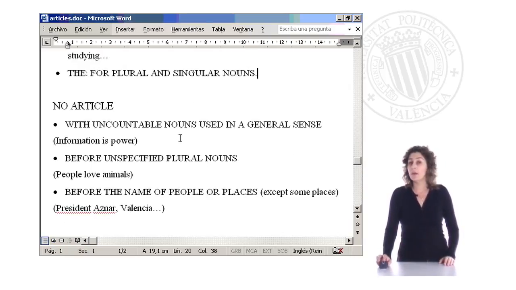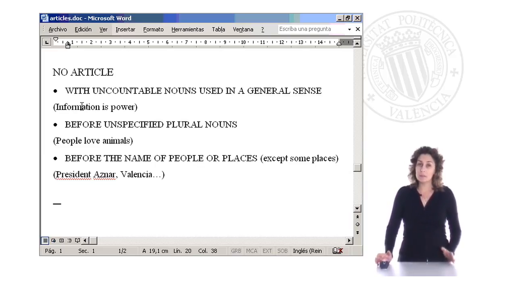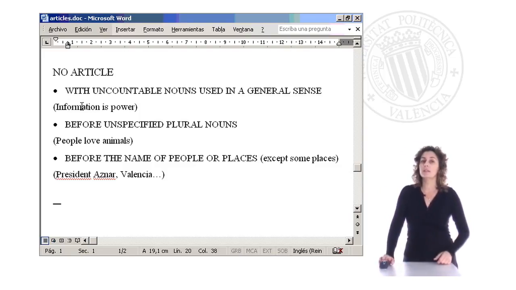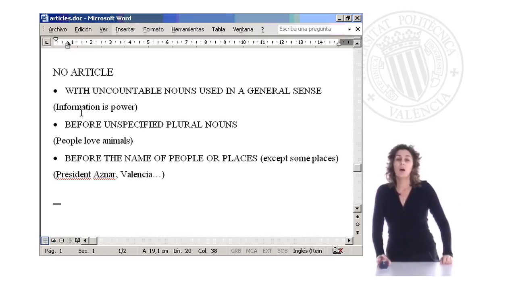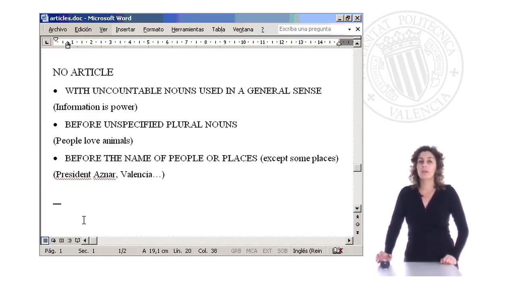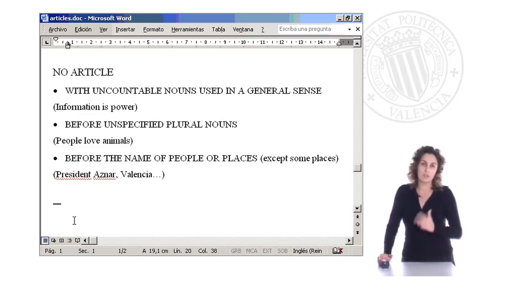For example, when should we use this? We should use this with uncountable nouns, used in a general sense. As you can see on the board, when we say information is power, information, general sense, power too, then it's not definite or indefinite. It can't be used with the article a, because it's uncountable, and it can't be used with the article the because it's not definite, it's general, right? Also, we don't use the article when we are referring to unspecified plural nouns. For example, as you can see in the example, people love animals, right? People, general, plural nouns, they are not specified, we are talking in general, so I don't use some people or something like that, no. I just don't say the article.